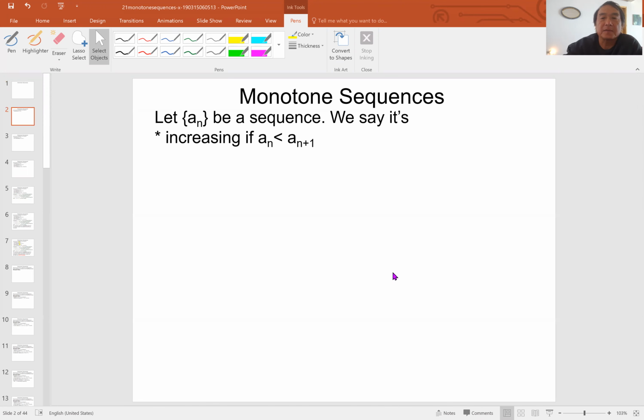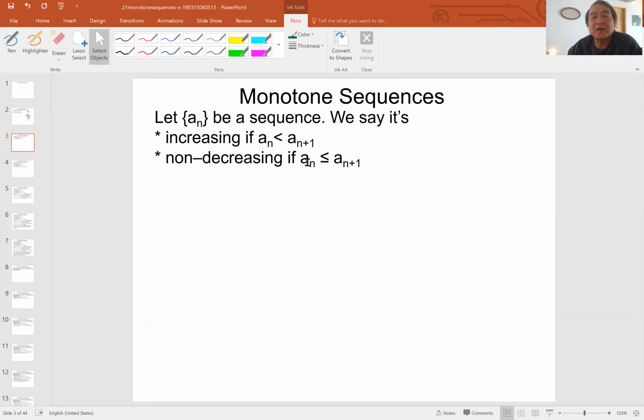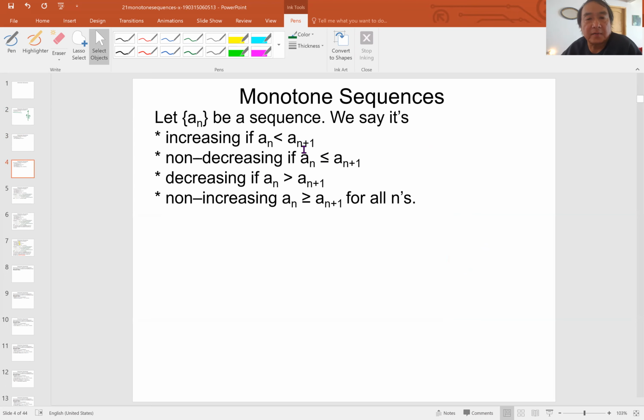Okay, think of this sequence now on the y-axis, and here's a_n. a_{n+1} has to be higher than that, a_{n+2} higher still, and so it keeps going up. Then it's increasing. And it's non-decreasing if it's bigger than or equal to. You may stay stationary for a while, then start climbing, or stay there for whatever.